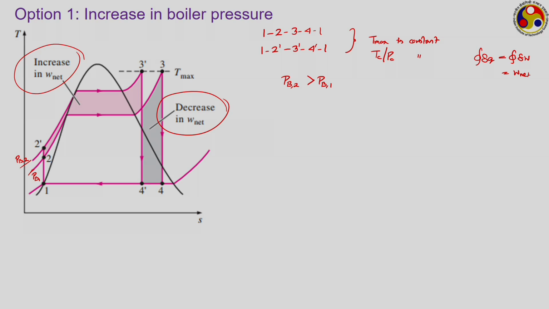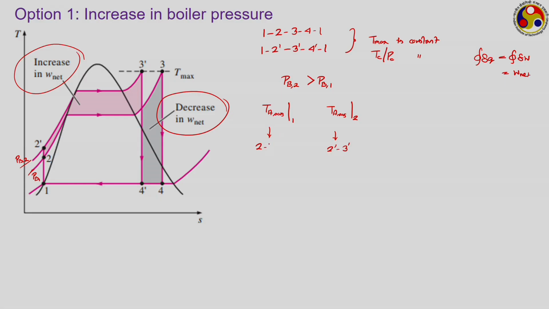There is another way of showing this. If we compare these cycles, the temperature corresponding to heat rejection remains the same. Now, which cycle has a higher average temperature for heat addition? Say T_A average for cycle 1 and T_A average for cycle 2, which one is higher? This particular one varies from 2 to 3, this particular one varies from 2 prime to 3 prime, or 3, because 3 and 3 prime both are the same.